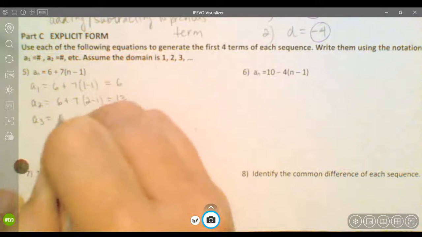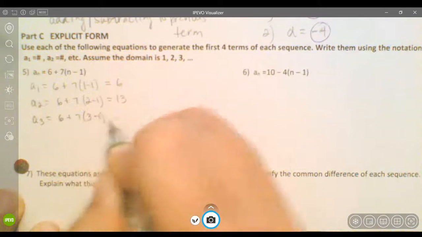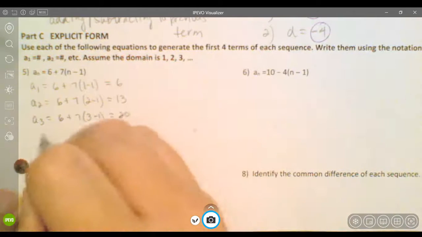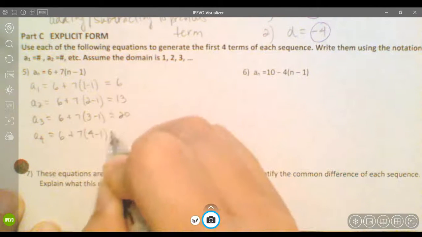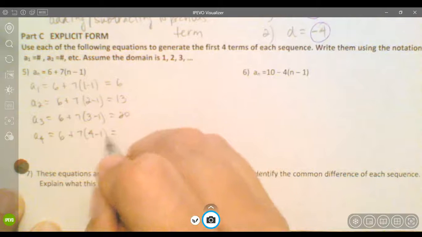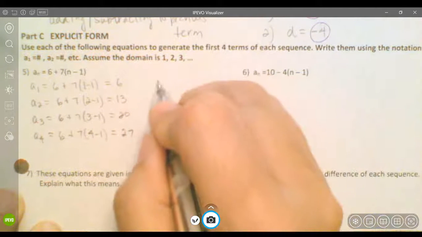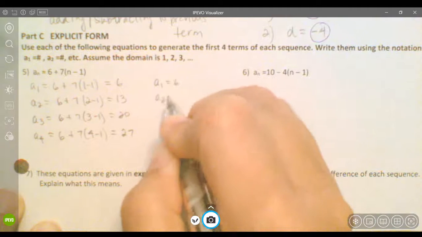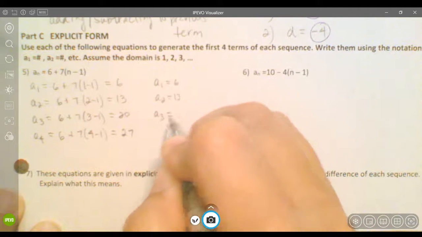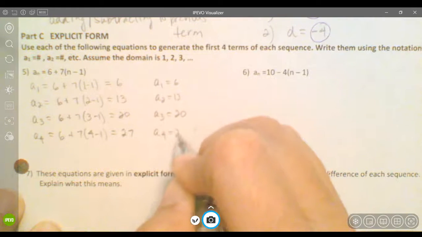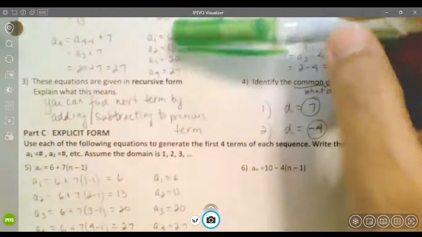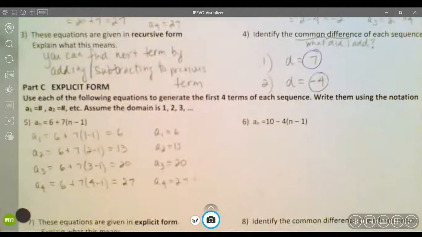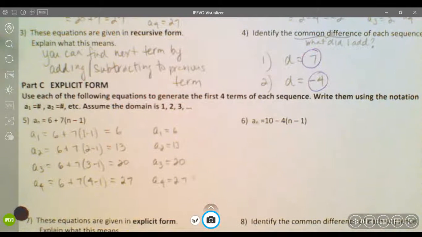So to find the third term, we substitute N equals 3. 2 times 7 is 14 plus 6 is 20. To find the fourth term, we let N equal 4. 3 times 7 is 21 plus 6 is 27. So my first term is 6. My second term is 13. My third term is 20. My fourth term is 27. And I don't know if y'all noticed this, but 6, 13, 20, 27, they're the same thing. Sometimes you need to see that because it's kind of fun.